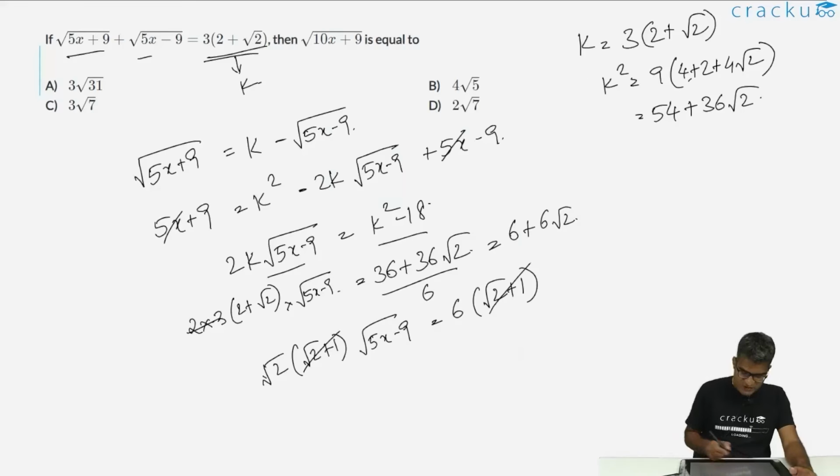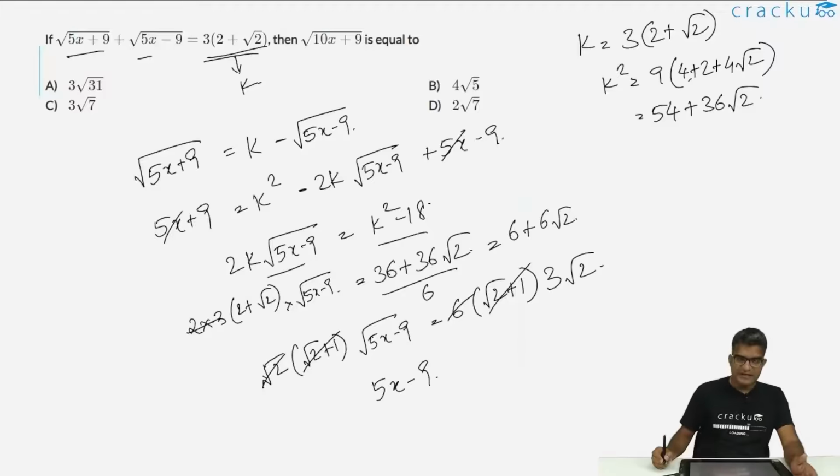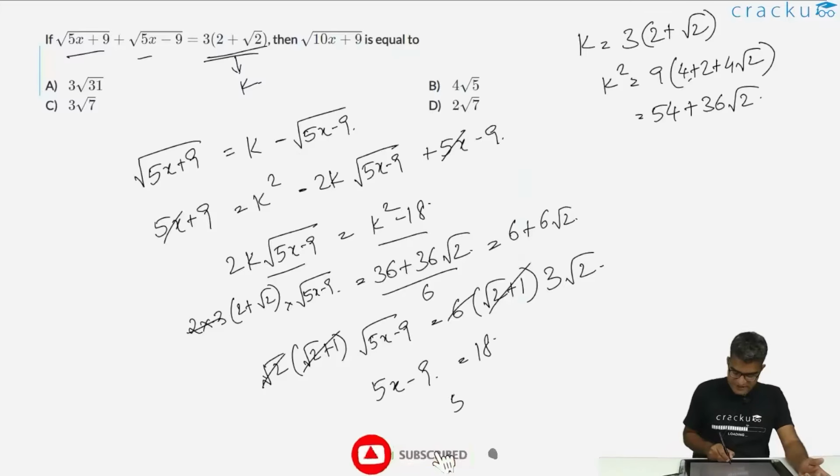We can cancel root 2 plus 1. We can divide this by root 2, so this becomes 3 root 2. So the value of square root of 5x minus 9 is 3 root 2. The value of 5x minus 9 is the square of 3 root 2, which is equal to 18, or the value of 5x is equal to 27, or the value of x is 27 by 5.